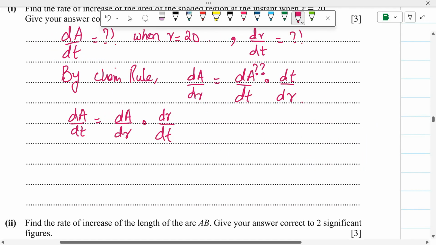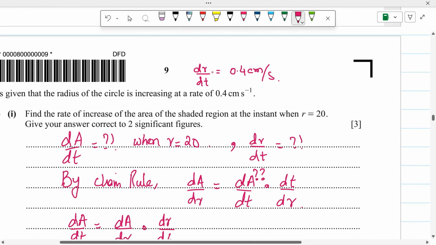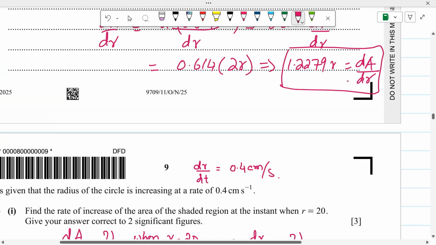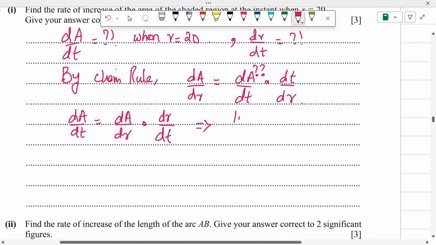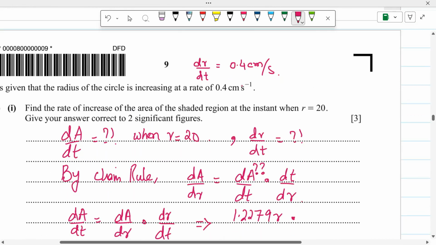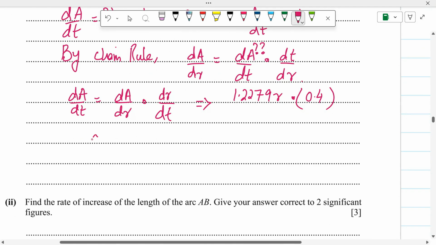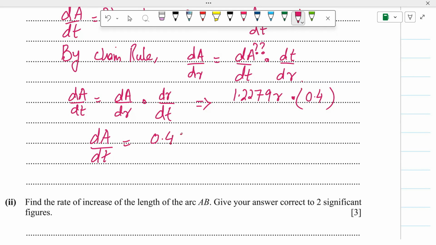Okay. Now we have the derivative of shaded region with respect to radius, and we also have the derivative of radius with respect to time. So plugging derivative of area with respect to r is 1.2279 r, times derivative of radius with respect to time, which is 0.4. So when we multiply, we will have derivative of shaded area with respect to time is equal to 0.4911 r. So this is the rate of change of area with respect to time.